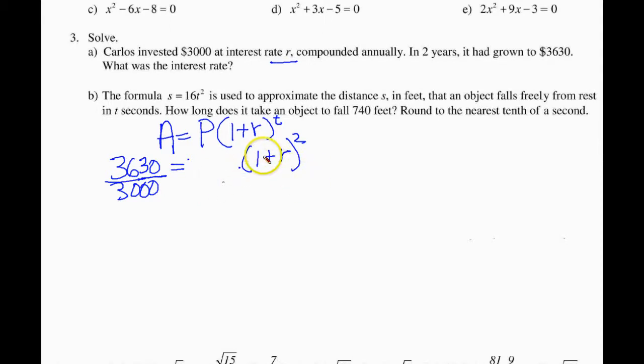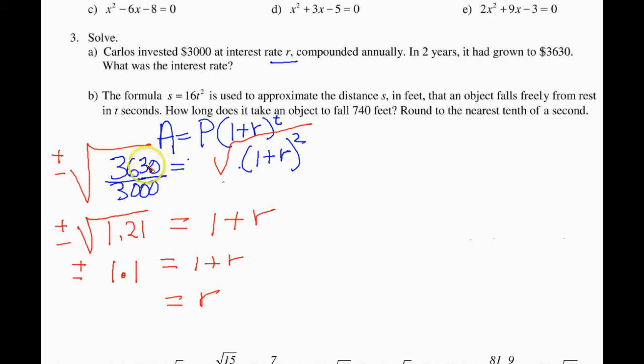We get that. Now, how do we get our R by itself here? Well, we have to take the square root of this, and that will give us 1 plus R. The nice thing about a calculator is you just put this information into your calculator and take the square root of that. Okay? And what do you get? Well, if we first do this division, we get 1.21. And then if we take the square root of this, we get 1.1.